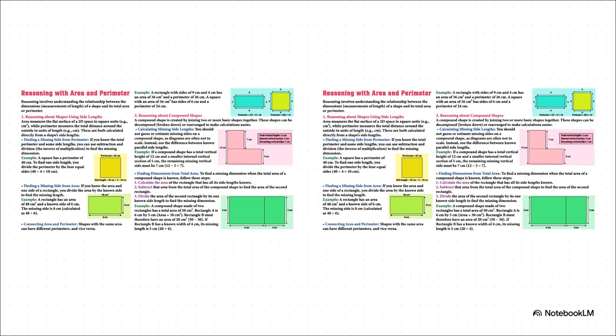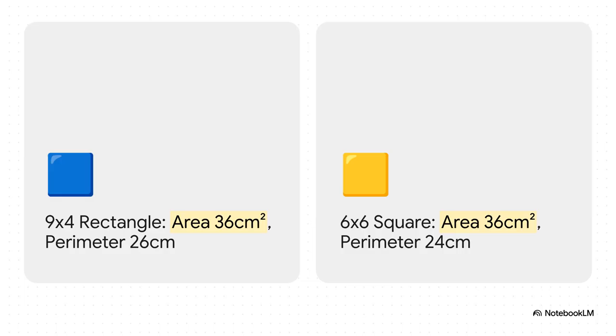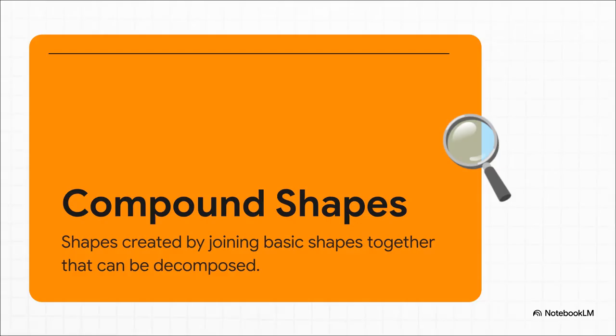Now here's a crazy twist. Shapes with the exact same area can have totally different perimeters. A 9 by 4 rectangle and a 6 by 6 square both share a 36 centimeter area, but their perimeters differ. Let's level up to compound shapes.